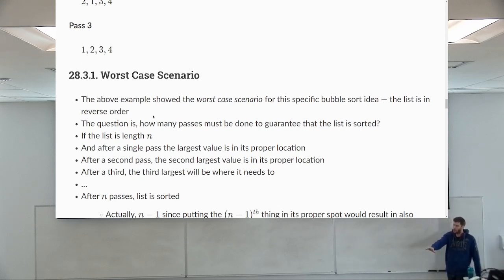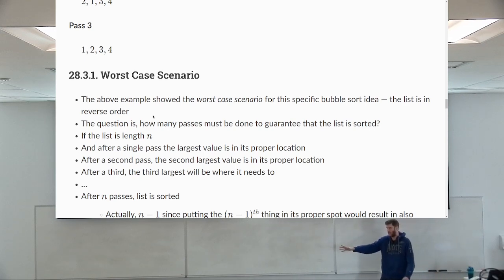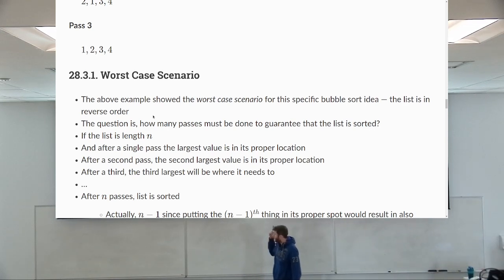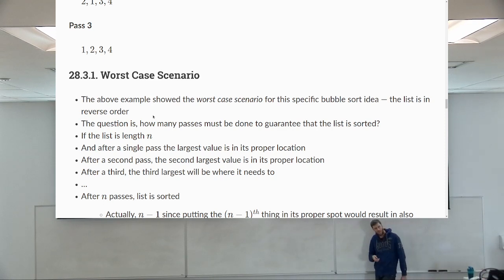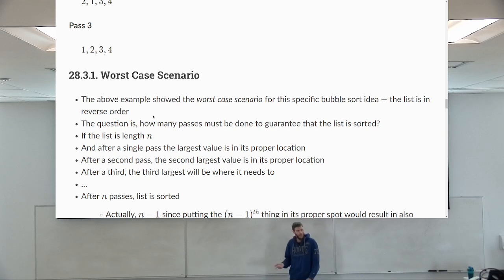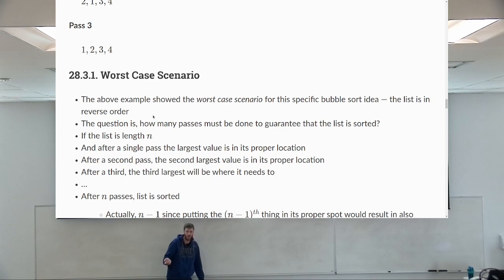I mean, this depends on the algorithm, the way we implement this algorithm, really. But the worst case scenario is the example above. I get the elements in reverse order. I'm going to have to keep doing all these passes. So the question: how many passes must be done to guarantee that it's sorted? If the list is length n, after a single pass, the largest value is in its proper location. After the second pass, the second largest in its proper location. After the third pass, the third largest. How many passes do I need to do in order to guarantee that all n things are in order? N, or n minus 1, because we know that the last one's a freebie.